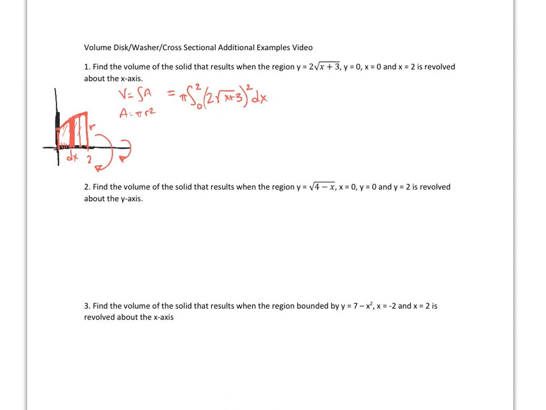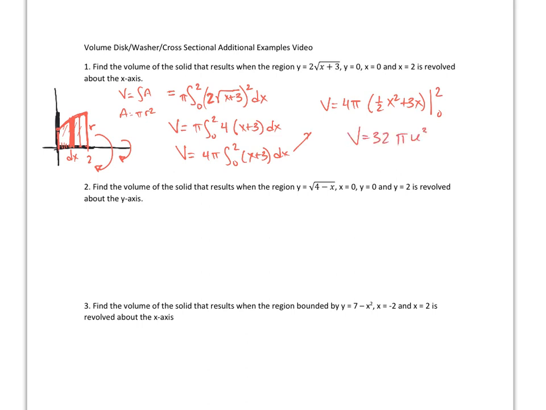So let's go ahead and clean this up. We get the volume being pi, integral 0 to 2, and I'm going to change this to be 4 times x plus 3. What I did is the 2 squared and then the root x plus 3 squared dx. And let's go ahead and finish this off. So we have the volume equals, I'm going to take the 4 and the pi out in front, 0 to 2, x plus 3 dx. I'll integrate that. I'll get the volume equals 4 pi times 1/2 x squared plus 3x. When I integrate this on the bounds from 0 to 2, plug these in, you get the volume is 32 pi cubic units.